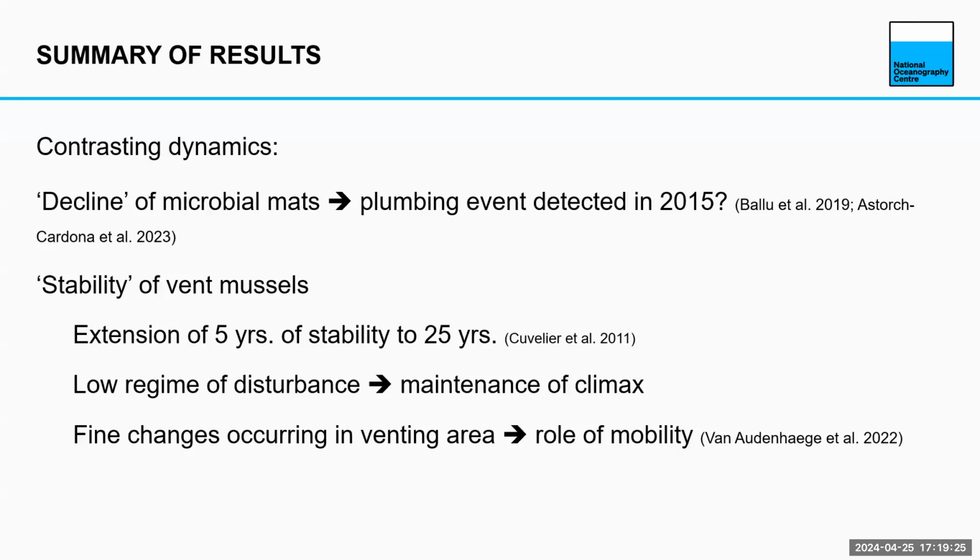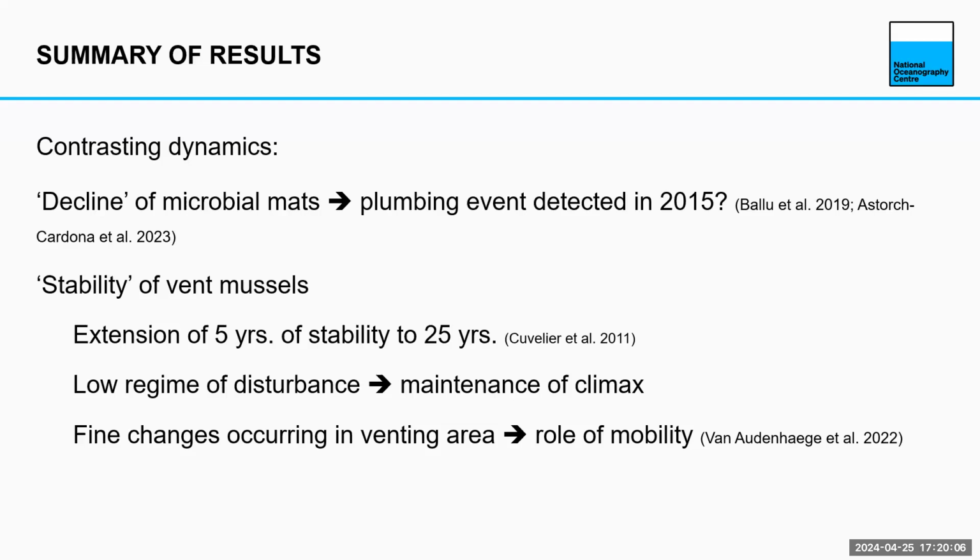So, summary of results: we observe contrasting dynamics between microbial mats and vent mussels. We observe a decline of microbial mats, and that may be due to a plumbing event that happened in the depth of the hydrothermal plumbing system, let's say, and that was detected in 2015. So that could have changed venting conditions to which microbial mats are sensitive, but only with imagery we were not able to resolve that.